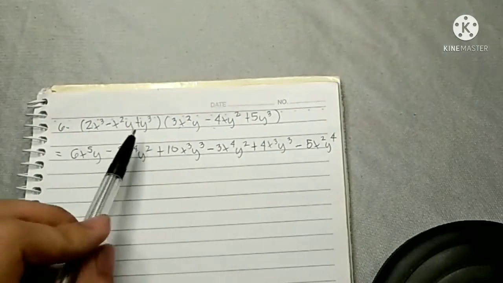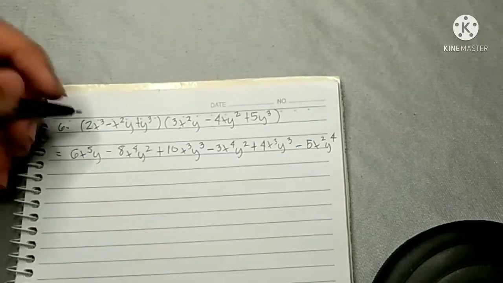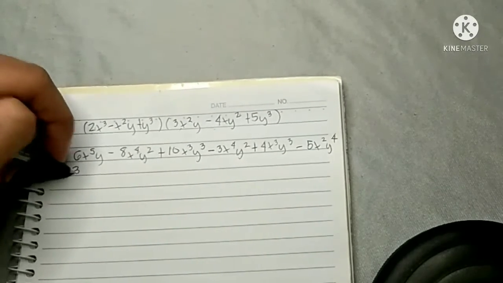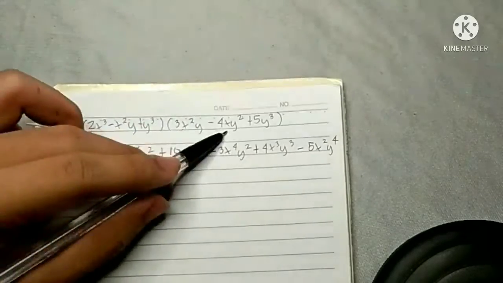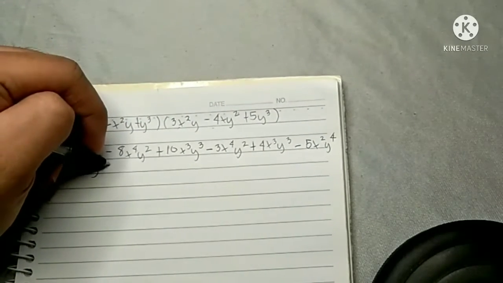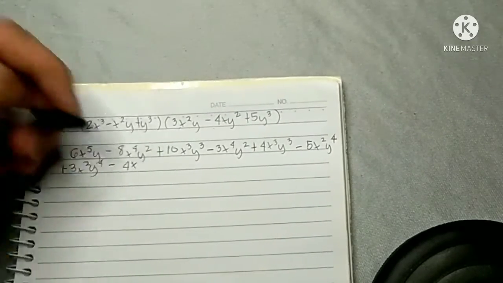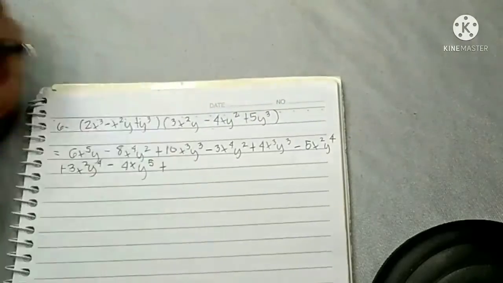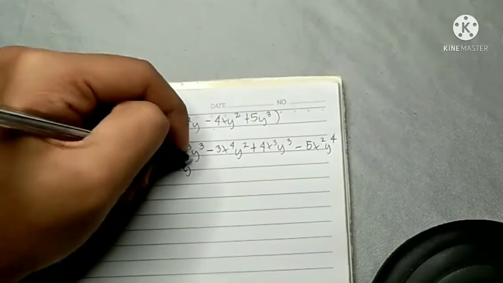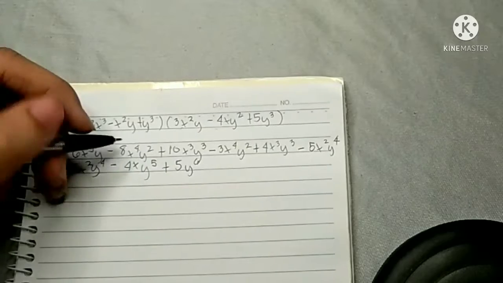Then we multiply the y cubed to 3x squared y, and we will get the positive 3x squared y raised to 4. Then we multiply the y cubed to negative 4xy squared, and we will get negative 4xy raised to 5, and we will multiply the y cubed to positive 5y cubed, and we will get positive 5y raised to 6. And after that, we will simplify.